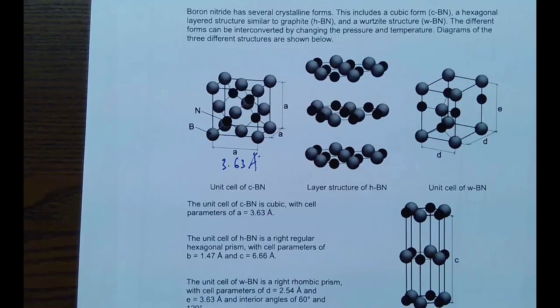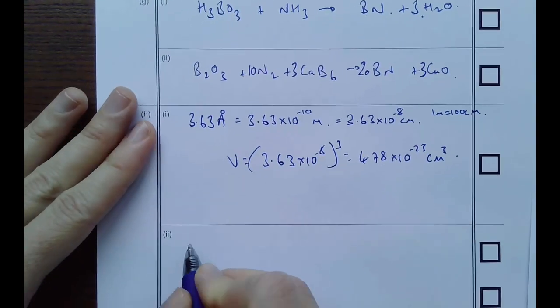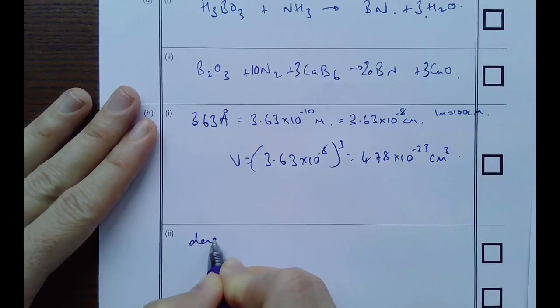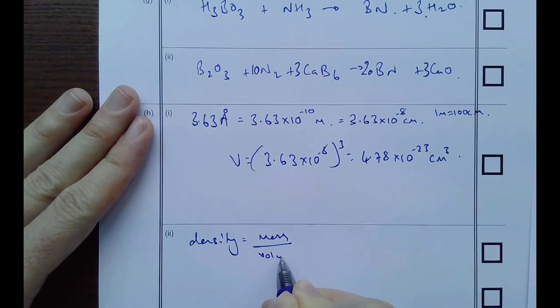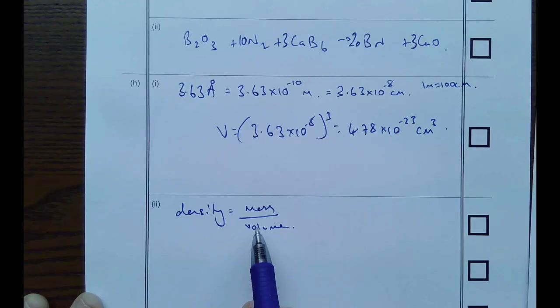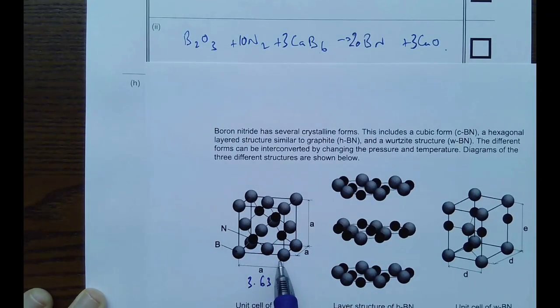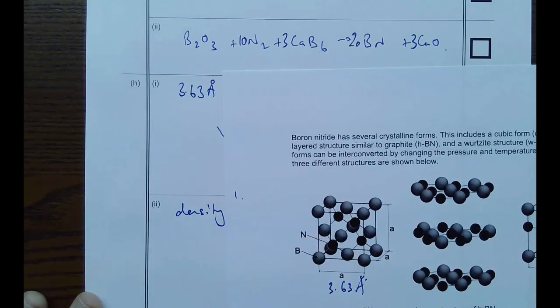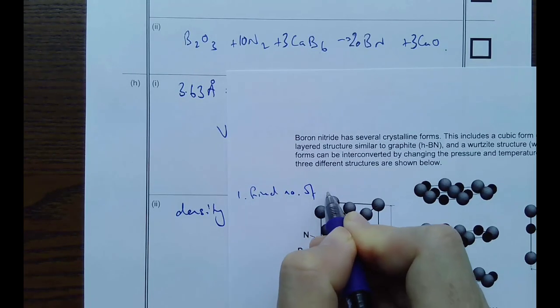Now the strategy for this, so let's just make sure we're doing this carefully. So my density is going to be my mass divided by my volume. Now the strategy is I need to work out the mass that I have inside this unit cell. So the first thing I do, number one, is I find the number of atoms.